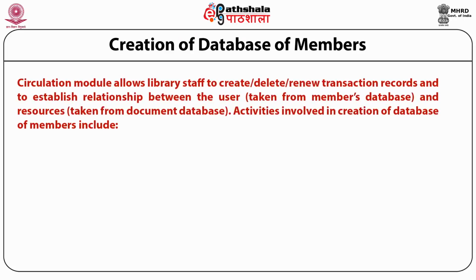Circulation module allows the library staff to create, delete or renew transaction records and to establish relationship between the user, which is taken from the members database, and resources which are taken from document database. Activities involved in creation of database of members include: number 1, new membership record creation.